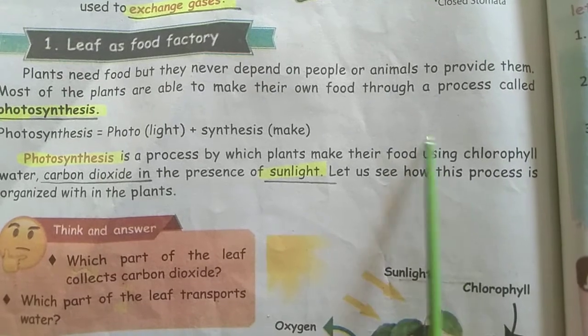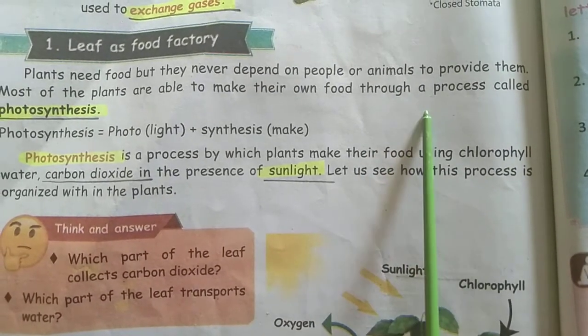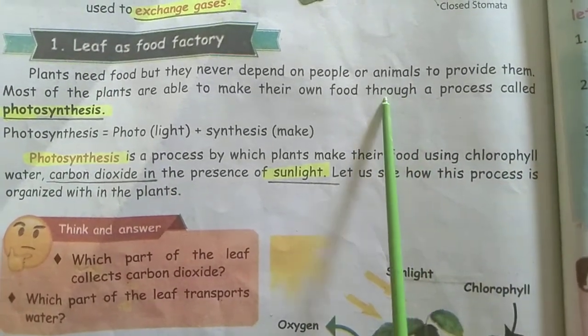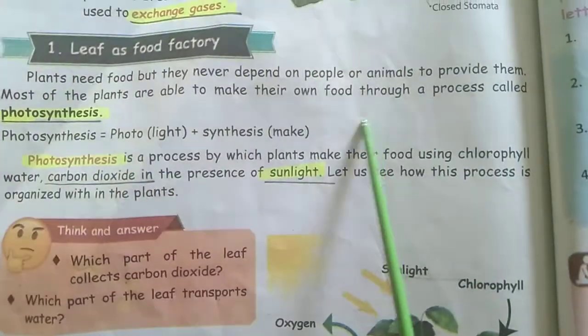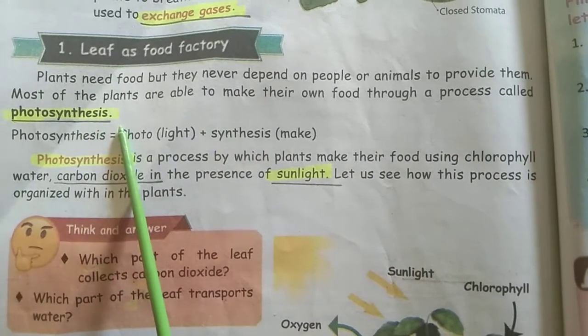Animals just eat raw food without cooking. They eat fruits, plants and other animals. But the leaf makes its food on its own. That process is called photosynthesis.